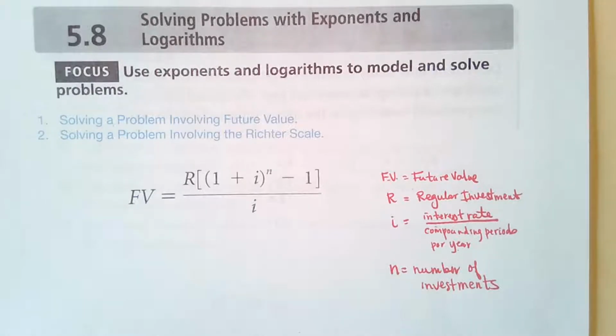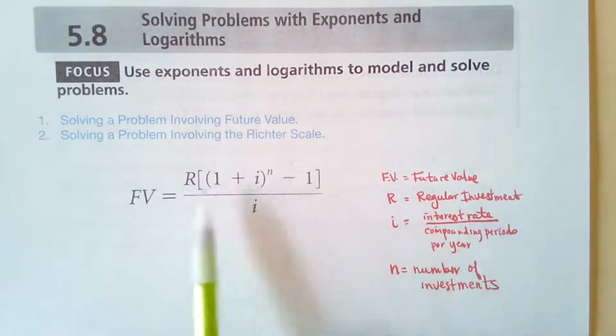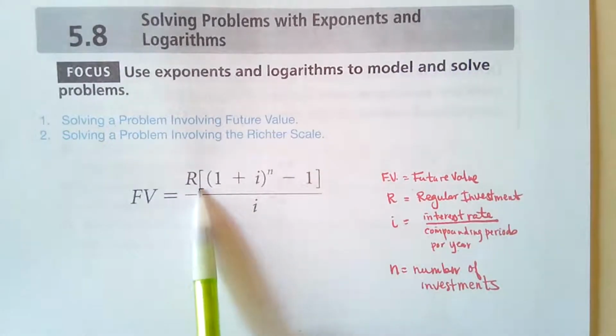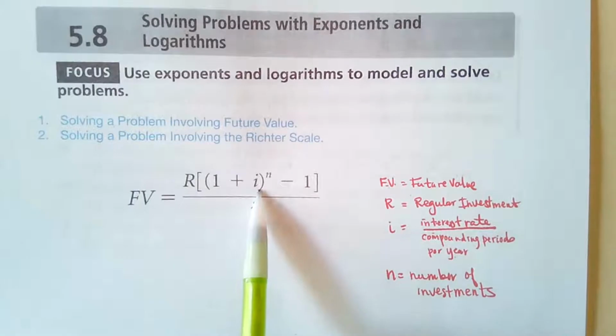So for this formula, FV refers to the future value, R refers to your regular investment, in other words, how much you're paying every time period, and i is your interest rate in decimal divided by the number of compounded periods per year.